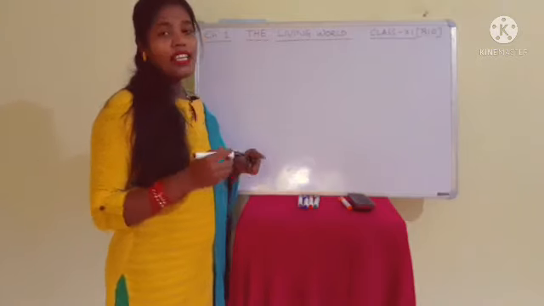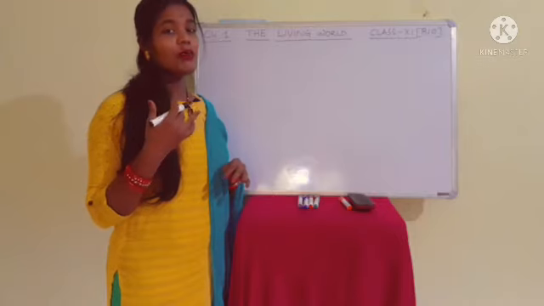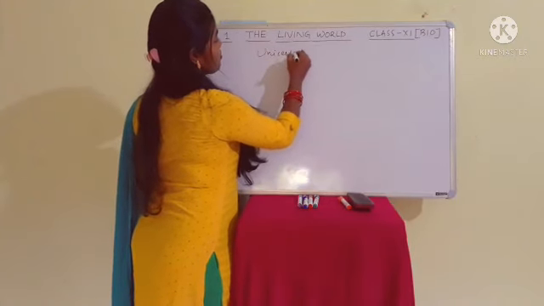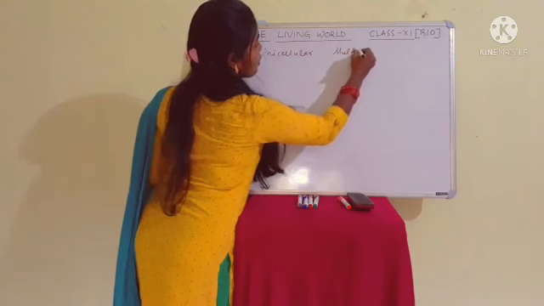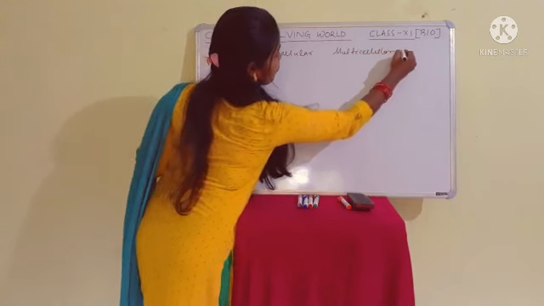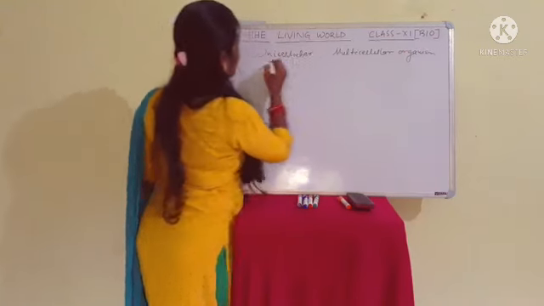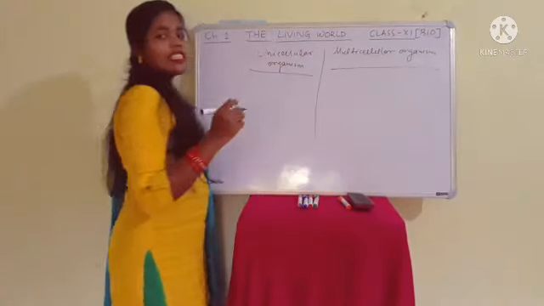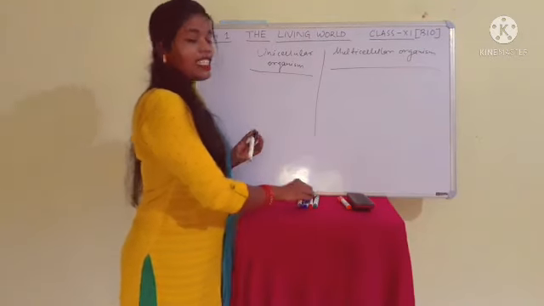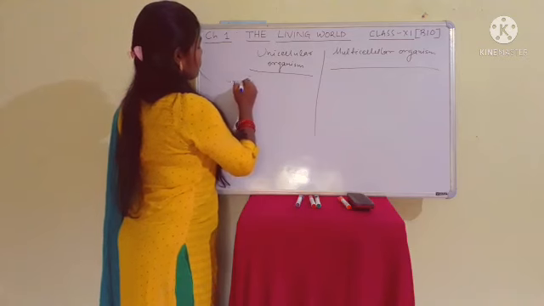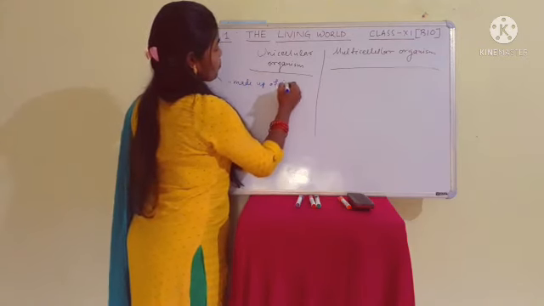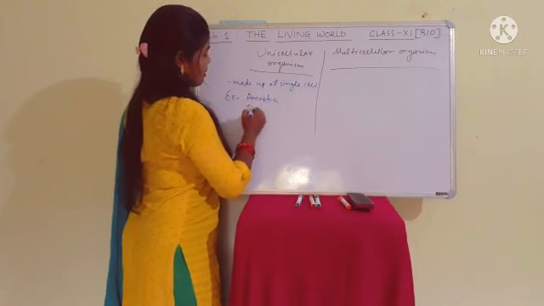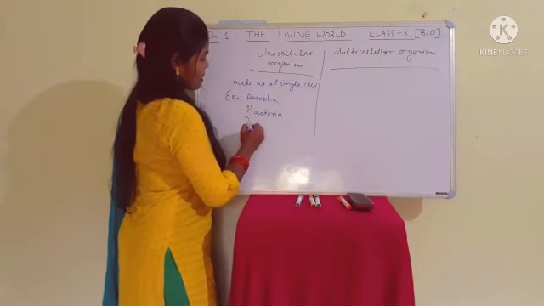Okay, we are left with the classification of organisms based on the number of cells. One is unicellular organism, another one is multicellular organism. Unicellular organisms, what are they? Those organisms are made up of a single cell. They are called unicellular organisms. What are the examples? Examples are amoeba, bacteria, paramecium, etc.